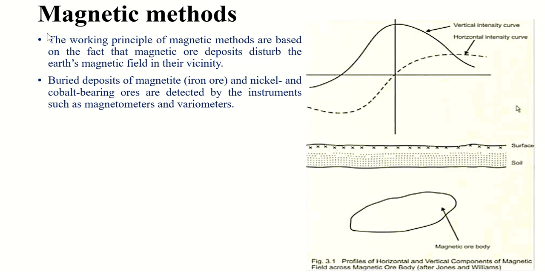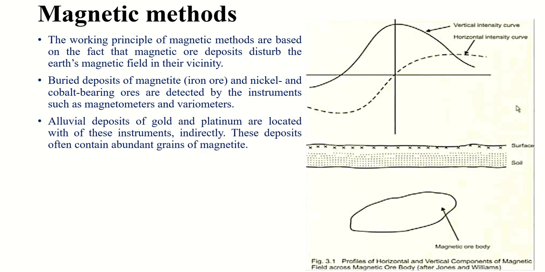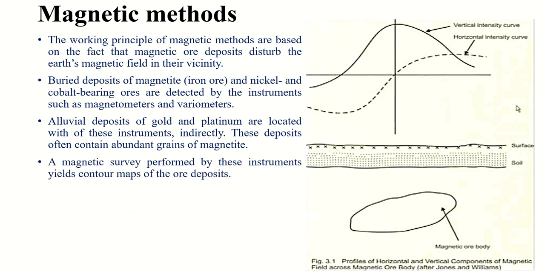Buried deposits of magnetite like iron ore and nickel and cobalt bearing ores are detected by instruments such as the magnetometer and variometer. Alluvial deposits of gold and platinum are located with these instruments indirectly, and these deposits often contain abundant grains of magnetite. A magnetic survey performed by these instruments yields contour maps of the ore deposits.